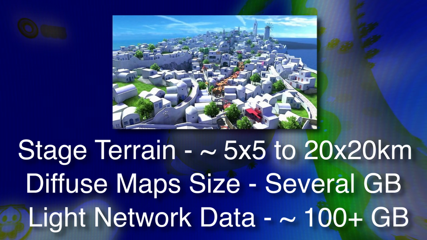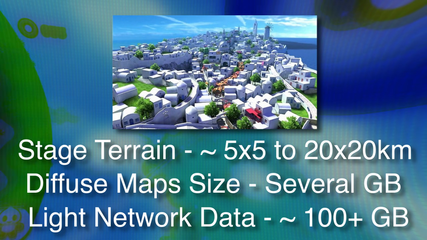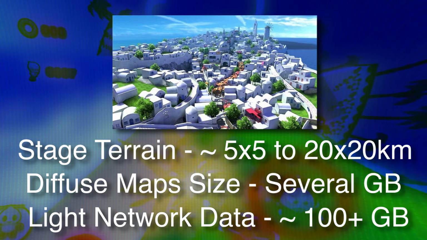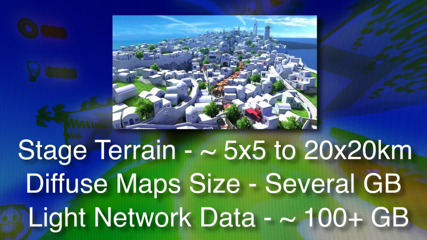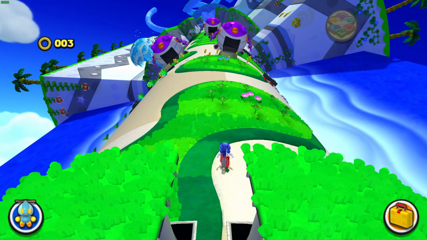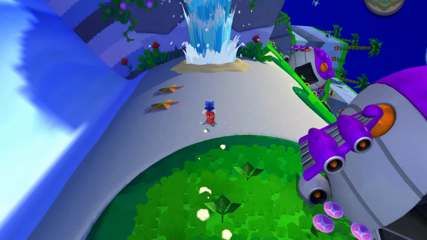To render the levels, they needed several gigabytes of diffuse maps to create the GI maps, as well as about 100 gigabytes of data from the light networks until everything was done, which in around 2006, for 32-bit PCs using slow mechanical hard drives, was a pain in the ass.